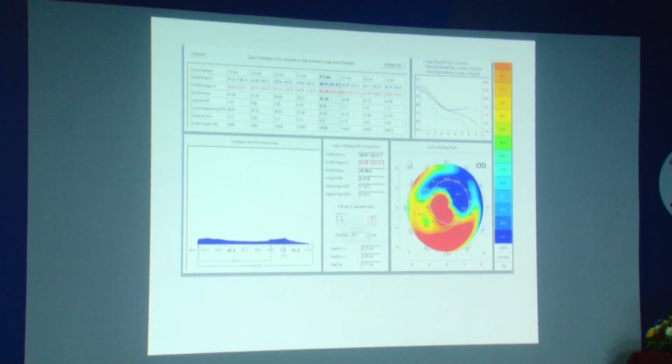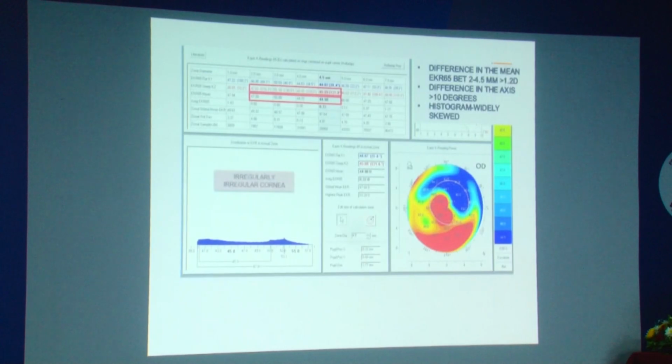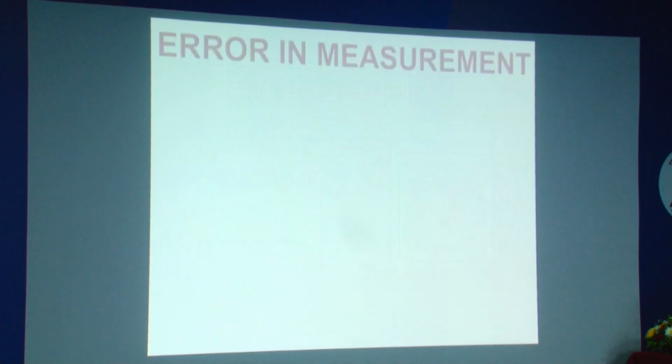On the other hand, if you see this EKR65 map, you see the amount of difference in the mean EKR65 reading between 2 to 4.5 millimeters. That's more than 1.2. The difference in the axis is more than 10 degrees. And if you see the skewing over here, it is skewed over a very, very wide zone. And therefore, this histogram map clearly shows that this patient is not a good candidate for a toric IOL, and one shouldn't take him up for a toric IOL as far as possible.